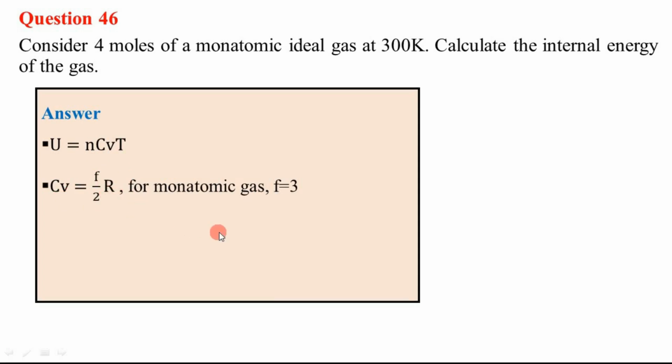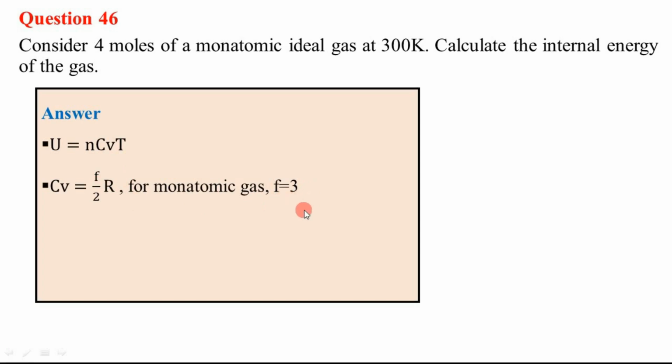So remember, this is the second formula to calculate the CV. The first one was the gas constant over gamma minus 1. The second one is CV is equal to F, which is the degree of freedom, divided by 2 times the gas constant. For monatomic gas, we have seen that the degree of freedom is equal to 3.